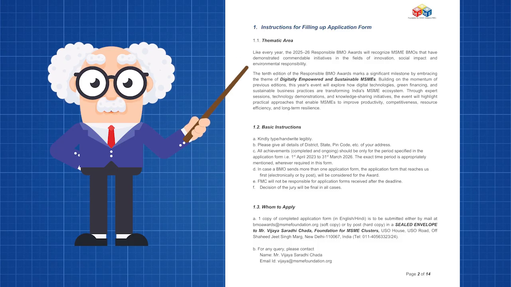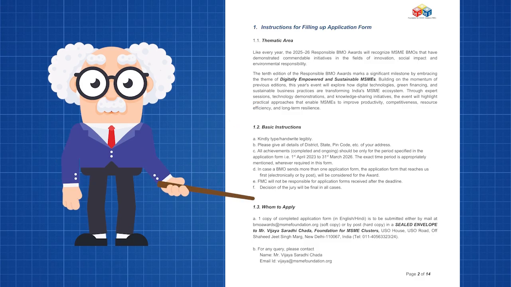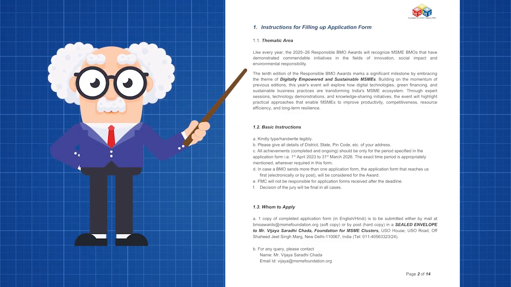Section 1.1. Thematic Area. Before filling the form, it's important to understand what this award is about. The Responsible BMO Awards recognize business membership organizations, or BMOs, that have shown outstanding work in three areas: innovation, social impact, and environmental responsibility. This year being the 10th edition, the focus theme is Digitally Empowered and Sustainable MSMEs, looking at how digital technology, green financing, and sustainable practices are helping MSMEs grow stronger.